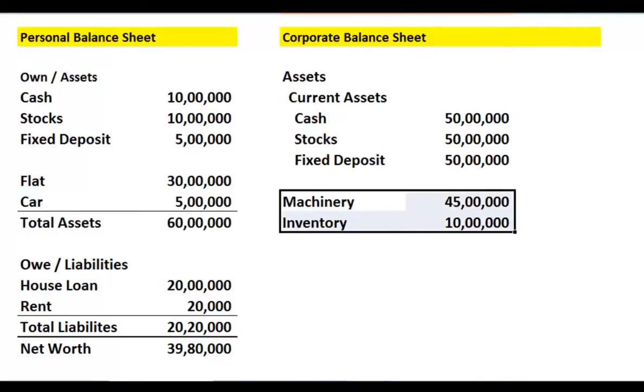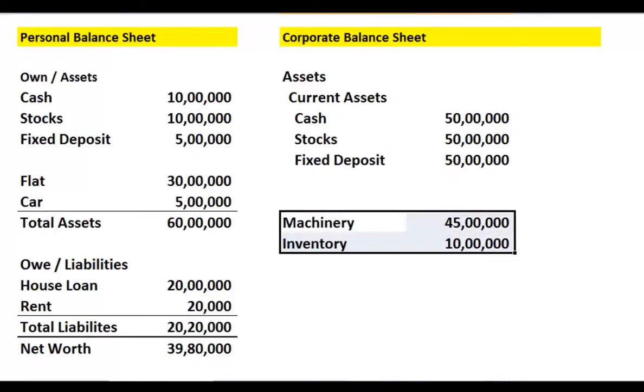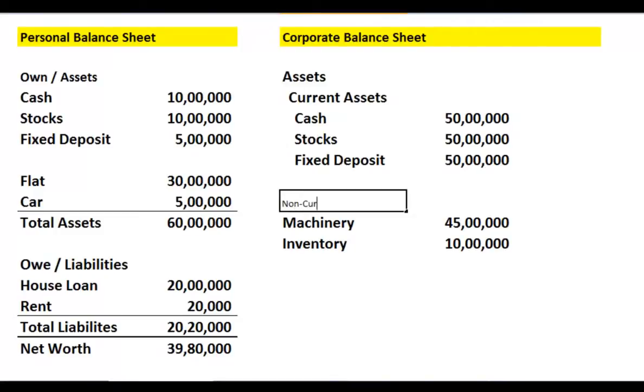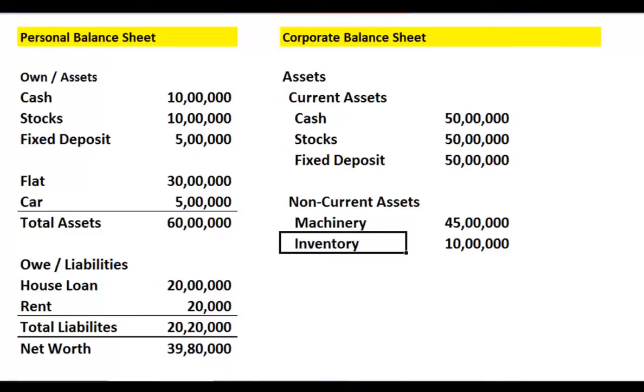Okay, so you get the sense. And these kinds of assets, now these are not liquid assets. If you want cash from these assets immediately, it's going to be very difficult to sell your machinery or your inventory immediately and get cash. It's going to take a longer time. So those kinds of assets are typically called non-current assets. So you see, current assets and non-current assets are the two kinds of assets in a company. Let's just align this straight so you know.